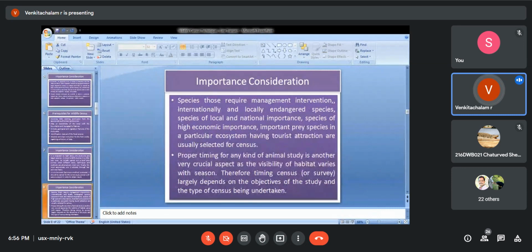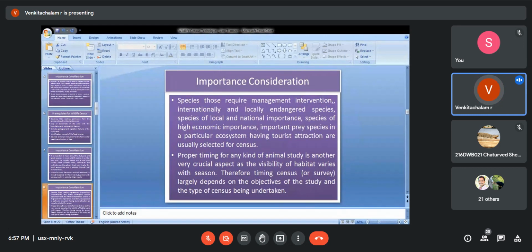Species that require management intervention, internationally and locally endangered species, species of local and international importance, species of high economic importance, and important prey species in a particular ecosystem having tourist attraction are usually selected for census. And nowadays we give importance only to these species. We are not giving importance to common species.